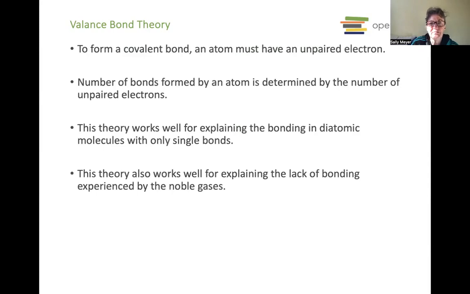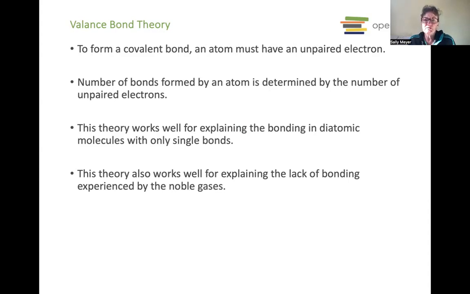So to form a covalent bond, an atom must have unpaired electrons. That makes sense because if two orbitals are going to overlap, you need one electron in each, and then that new orbital forming the bond will have two electrons, which is the most any orbital can have. So the number of bonds formed by an atom is determined by the number of unpaired electrons.